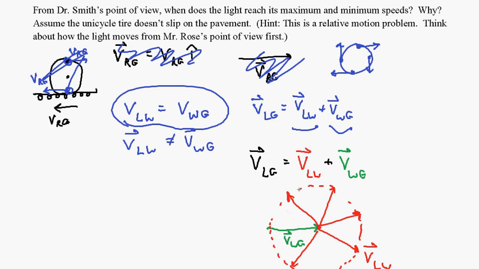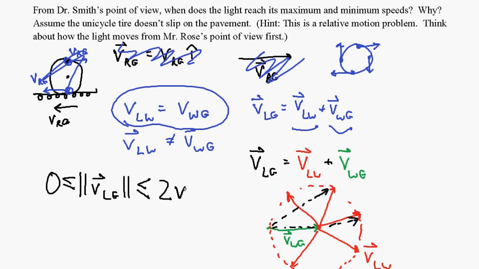And so if VLG is the sum of these two, when VLW is here, then this is VLG. When VLW is here, VLG is like this, and when VLW is going back this way, VLG is 0. So you can see from this that the smallest magnitude of velocity of light with respect to the ground is 0. So the magnitude of velocity of light with respect to the ground is greater than or equal to 0, and less than or equal to 2 times the speed of the wheel with respect to the ground. So the fastest the light could be going is twice the speed of the wheel when both vectors are pointing the same way, and the slowest it can be going is stationary when they're both pointing the opposite way.